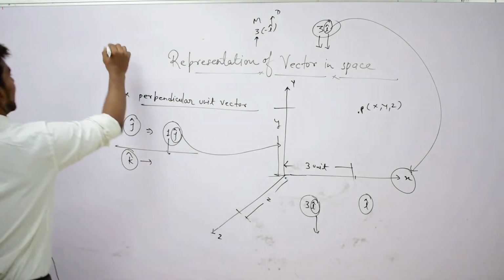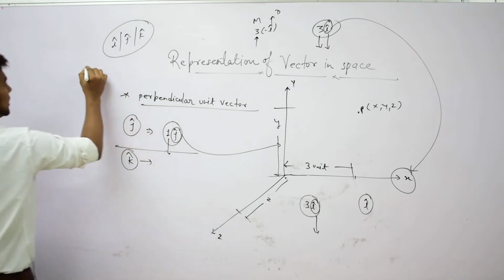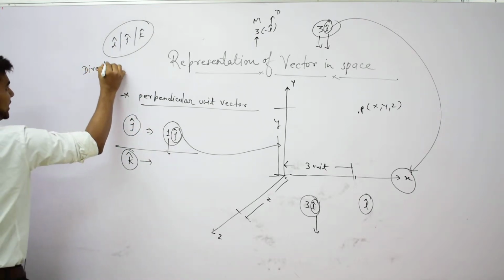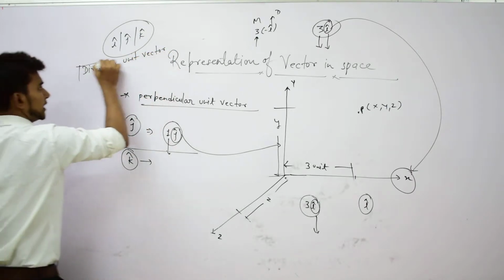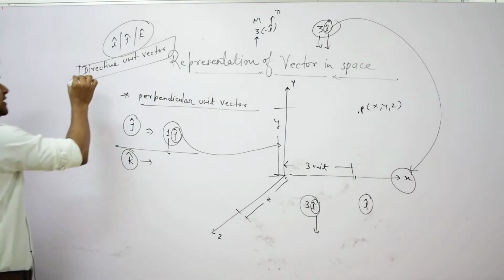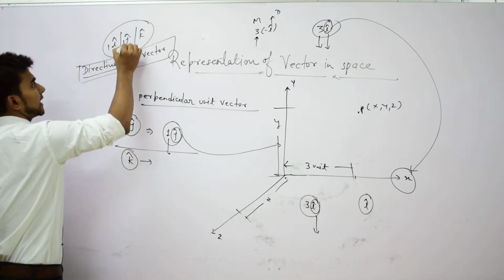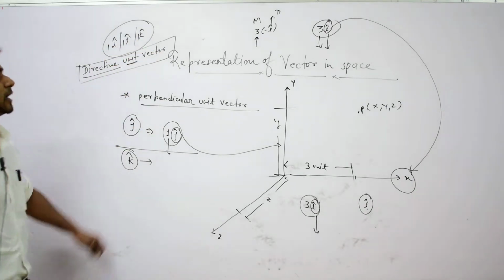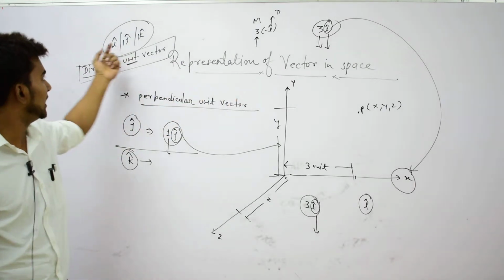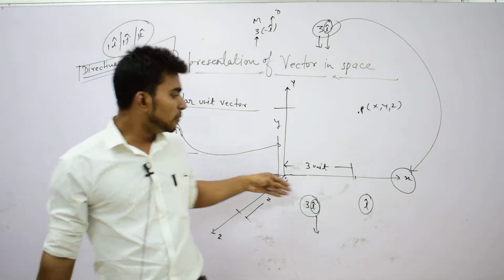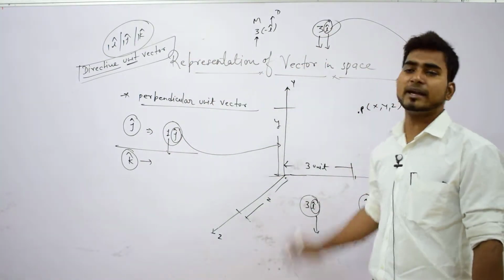Here I cap, J cap and K cap are the directive unit vectors. Why are they called directive unit vectors? Because they give the direction and have unit magnitude. I cap means 1 I cap, J cap means 1 J cap and K cap means 1 K cap. So all have a single unit magnitude, but each gives a particular direction. If I cap is written alone, it denotes the positive x direction. If J cap is written, it represents the positive y direction.